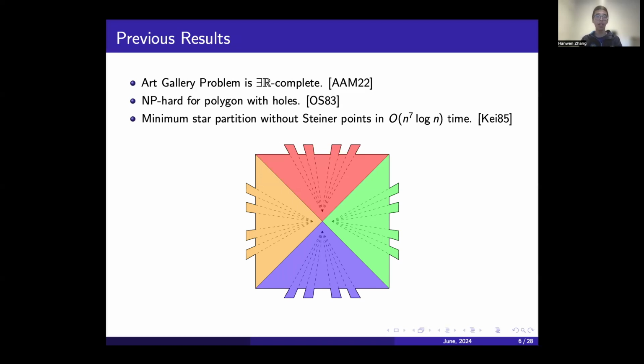In 1985, Keil gave a polynomial time algorithm to find the minimum star partition for simple polygons that do not allow Steiner points. But sometimes Steiner points are crucial to reduce the number of regions. A Steiner point is a point that is a corner of some star-shaped region, but is not a corner of the input polygon. In this example, with the help of the Steiner point in the middle, we can partition the polygon into 4 pieces. However, if Steiner points are not allowed, we have to use a linear number of guards, since some pieces have to be broken.